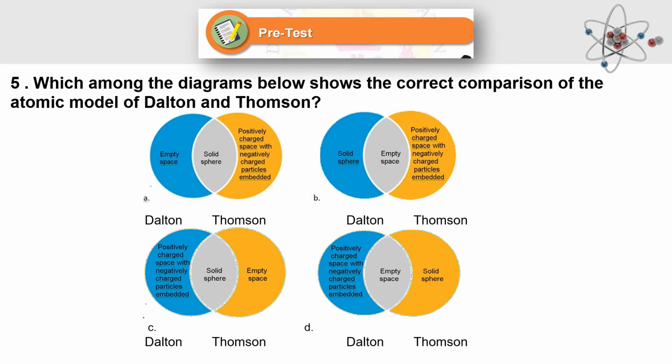Number 5. Which among the diagrams below shows the correct comparison of the atomic model of Dalton-Thomson? Is it A? Is it B? Is it C? Or is it D?